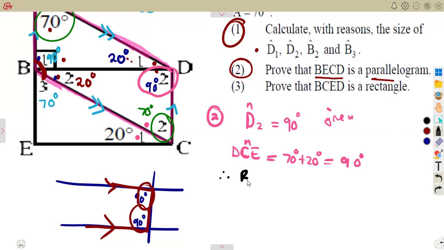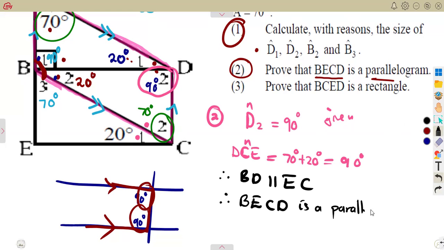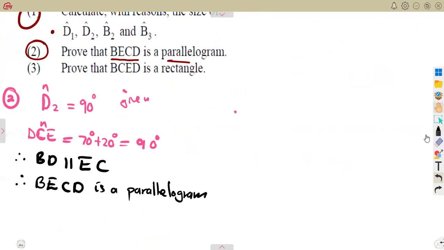BD is simply parallel to EC. These two lines are parallel. So therefore, we can consider the shape that we are given, BECD, to be a parallelogram, all right? Why are we saying this? Remember the properties of a parallelogram. Opposite sides are parallel.